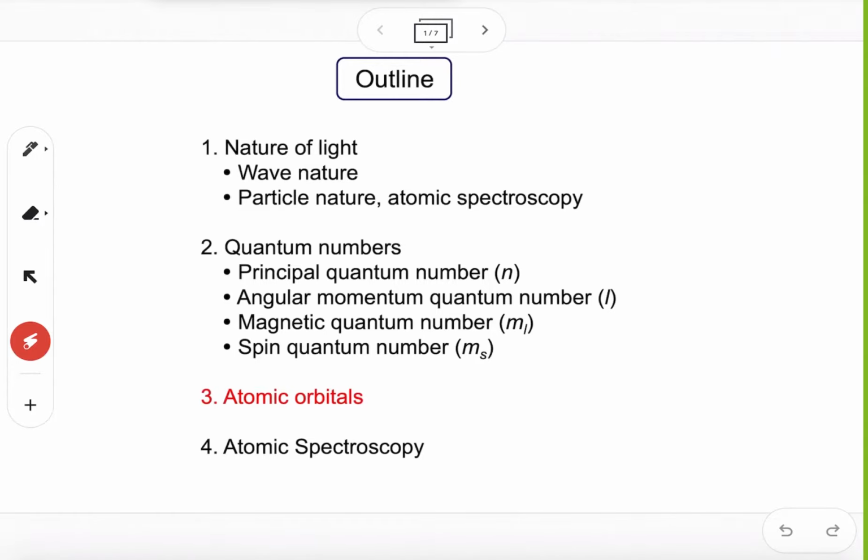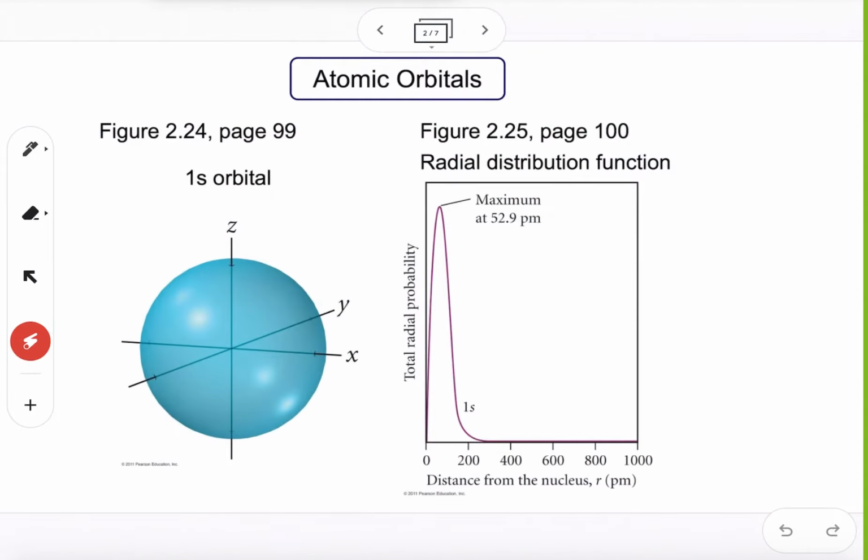All right. First one, 1s orbital. Remember, when you have a 1s orbital, that tells us n equals 1, L equals 0. Remember, the s represents L equals 0. This is how a 1s orbital looks. Essentially, it's a sphere with a blue surface.